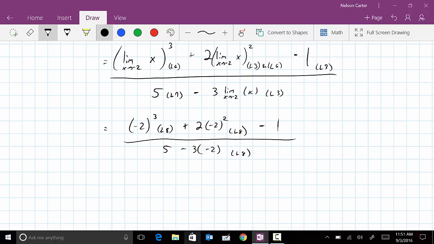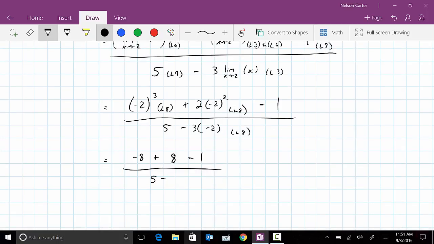Okay, so now all I have to do is compute this. -2 cubed is -8, plus -2 squared is +4, and then times 2 is +8, and then minus 1, and that's all divided by 5 minus, and 3 times -2 is -6. These two things add together to get 0, and so I'm just left on top with -1. On the bottom, this becomes positive, and you get 11. So the whole thing is -1/11. Okay, good.